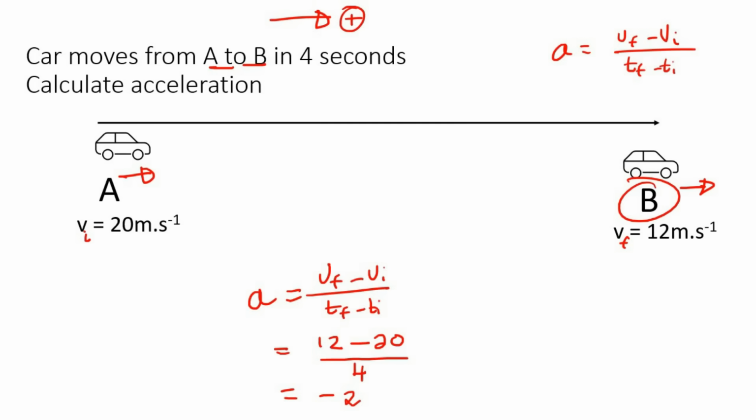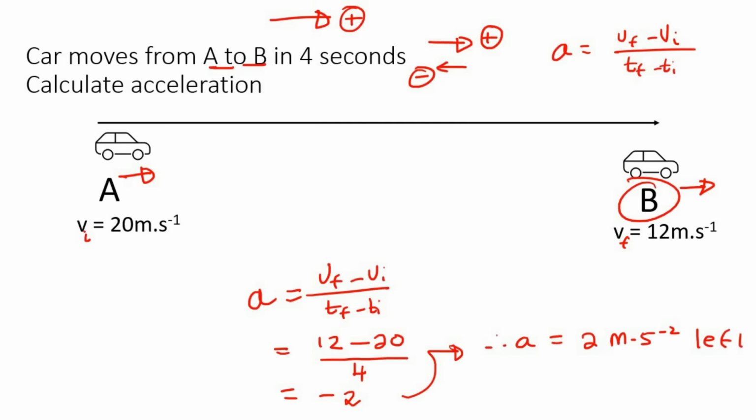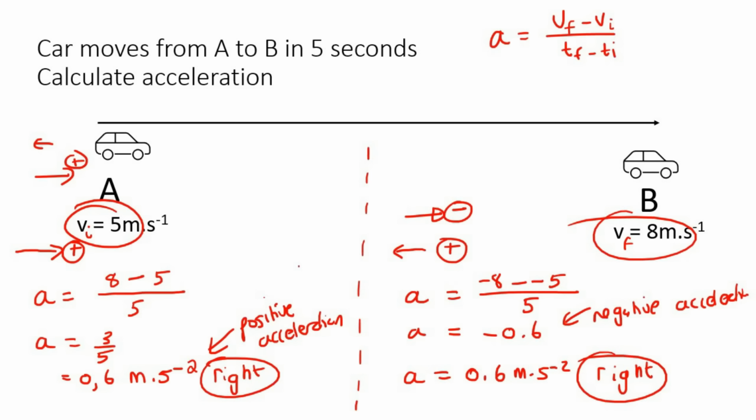Now, here's where you need to understand your answer. It says the answer is negative. Now, we chose right as positive, so that means left is negative. So if you get a negative answer, then you're going to say, therefore, the acceleration is 2 meters per second to the negative 2, but then you're going to say left. Okay, now, in the previous example, what was the car doing?